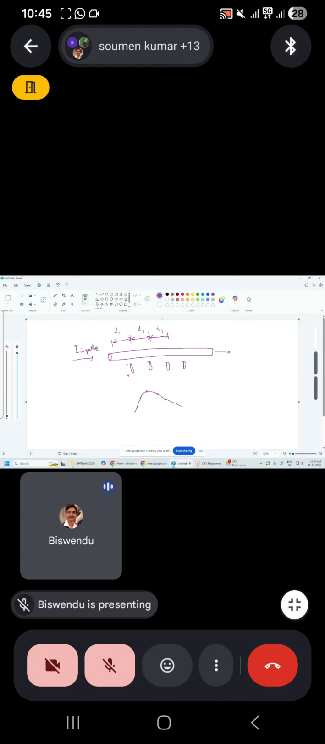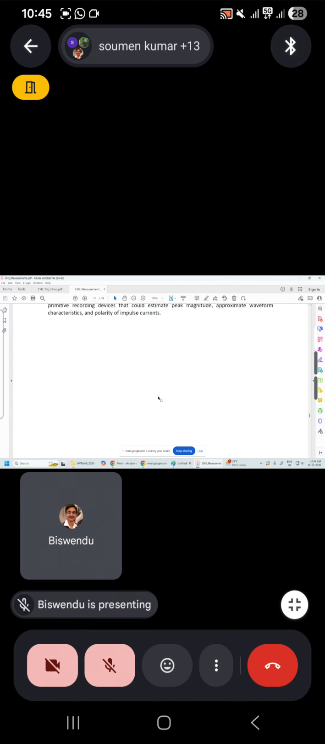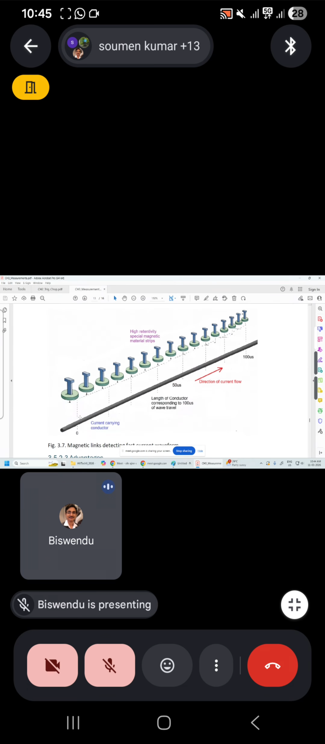Think of this as your computer hard disk. It is storing data in magnetic small strips. This is a discrete hard disk to store fast impulse current data. So these are called magnetic links. See that current is traveling, and these steel strips, high retentivity special magnetic material strips, are storing the data like a hard disk.